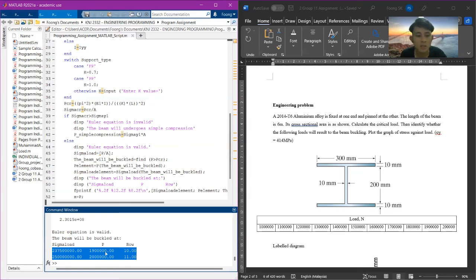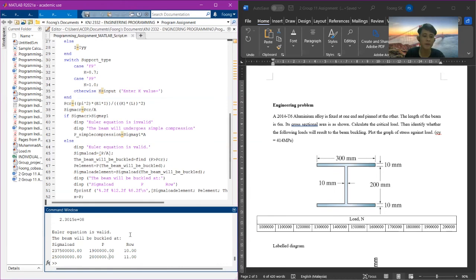Since its yield stress is larger than critical stress.